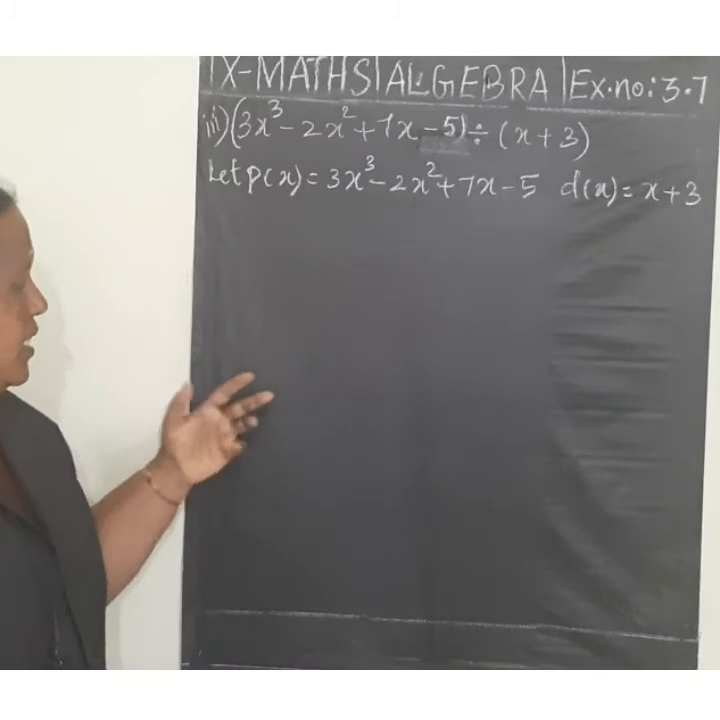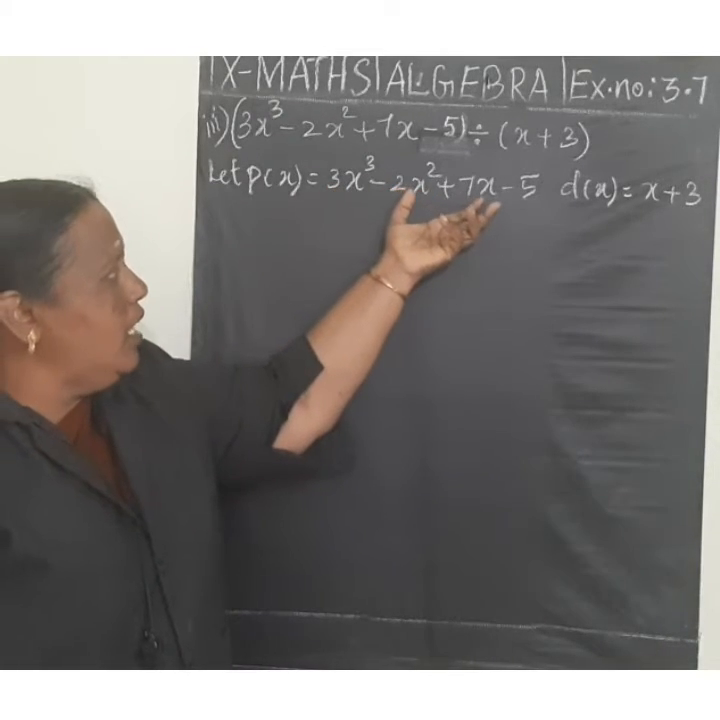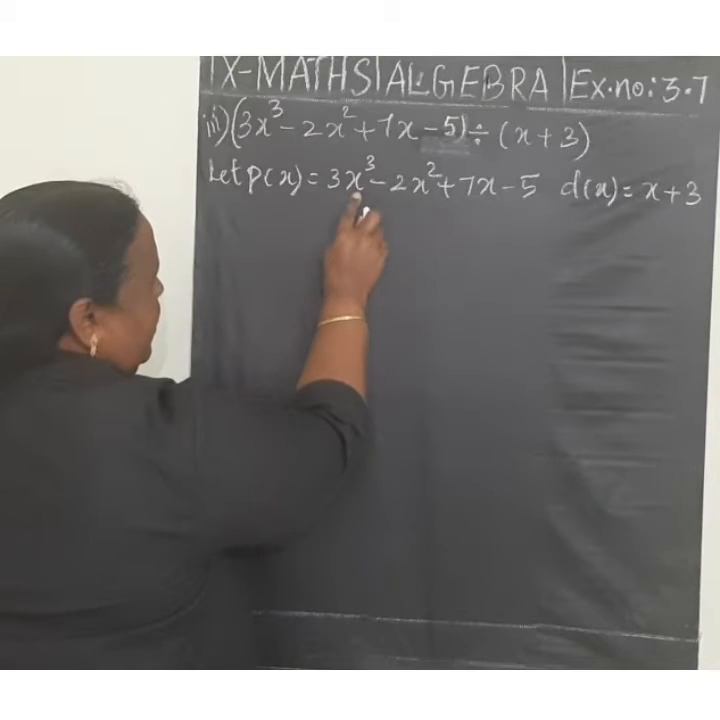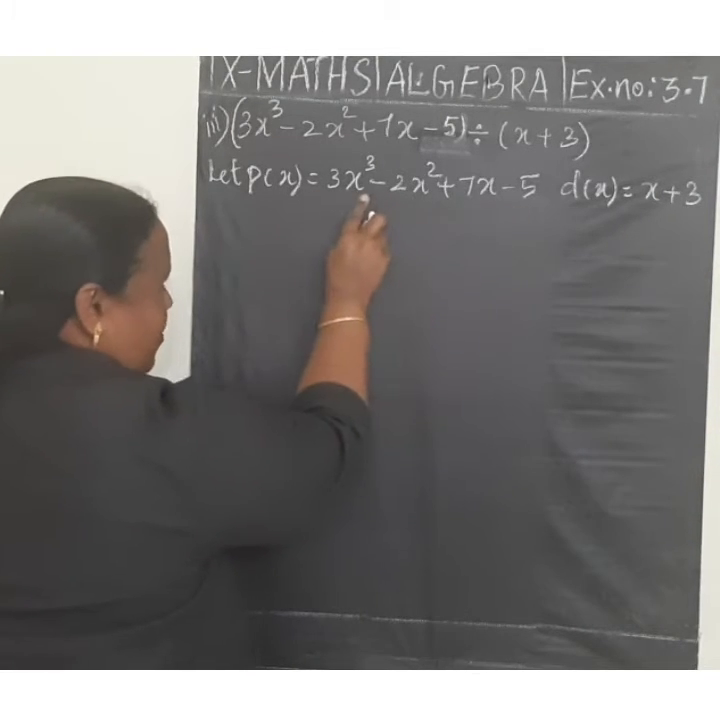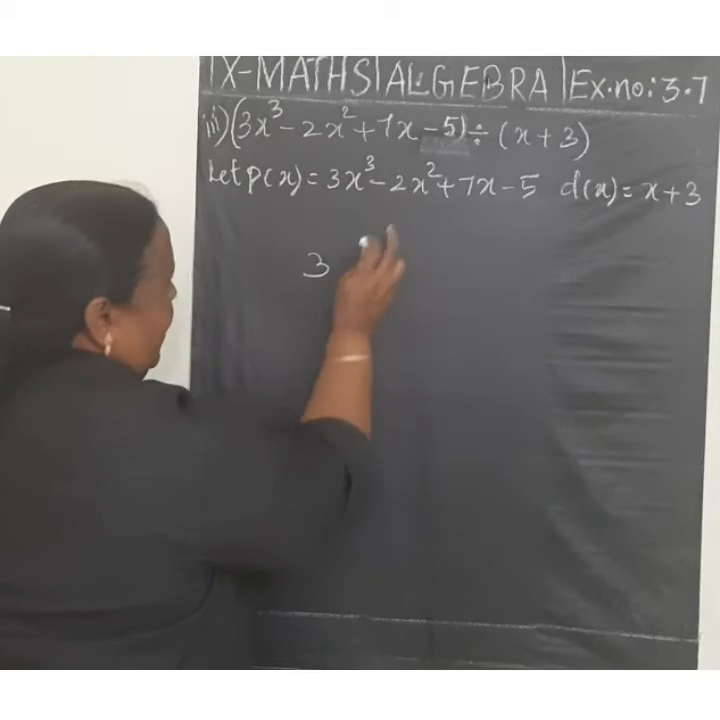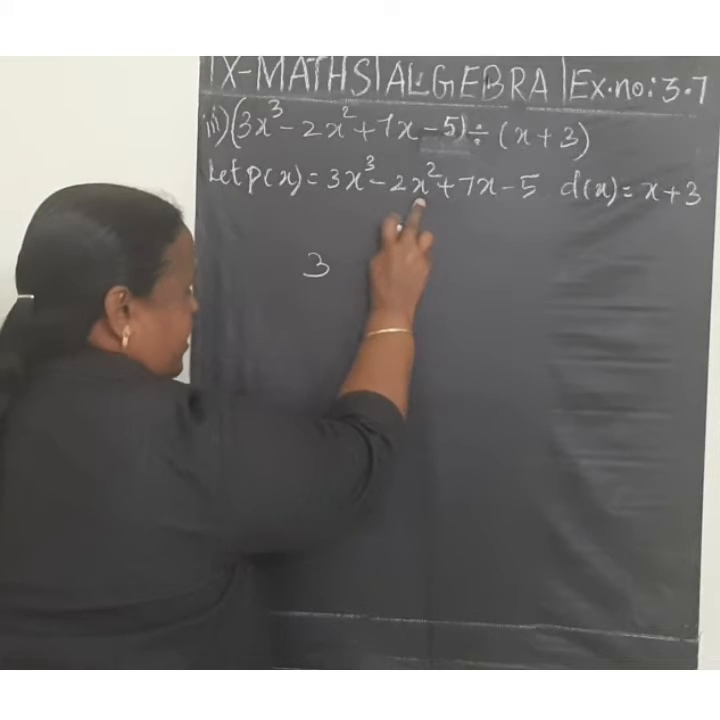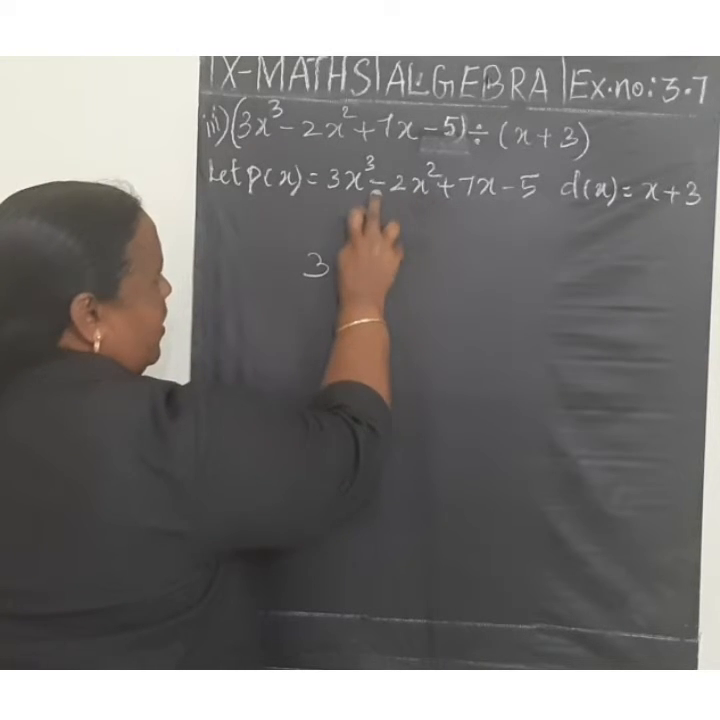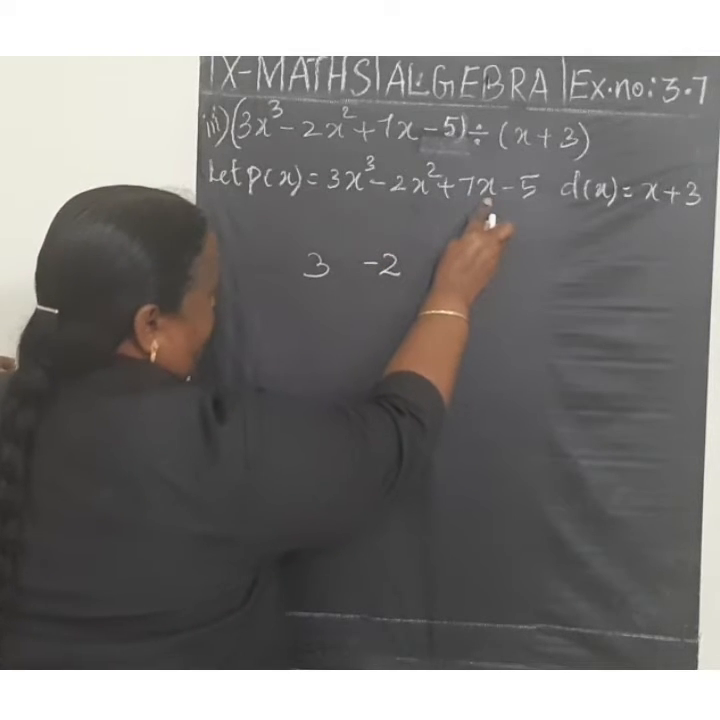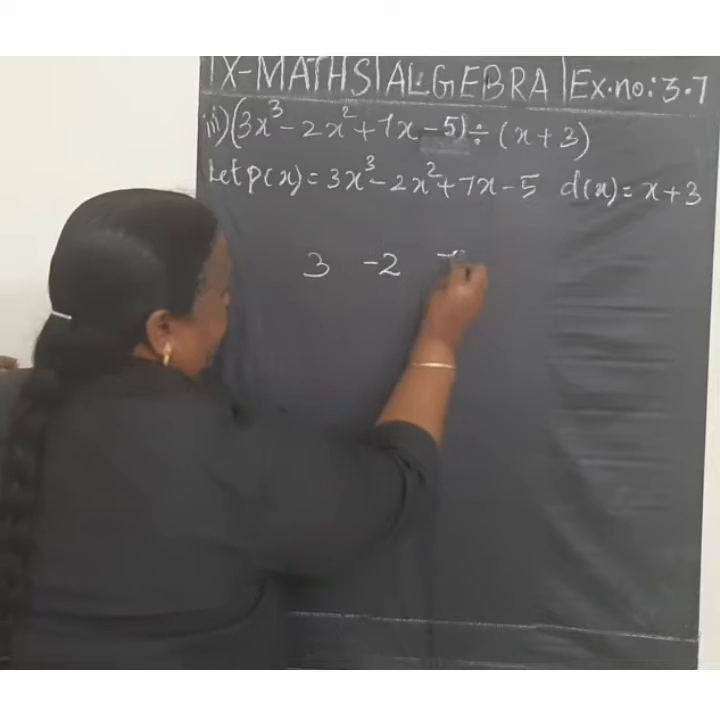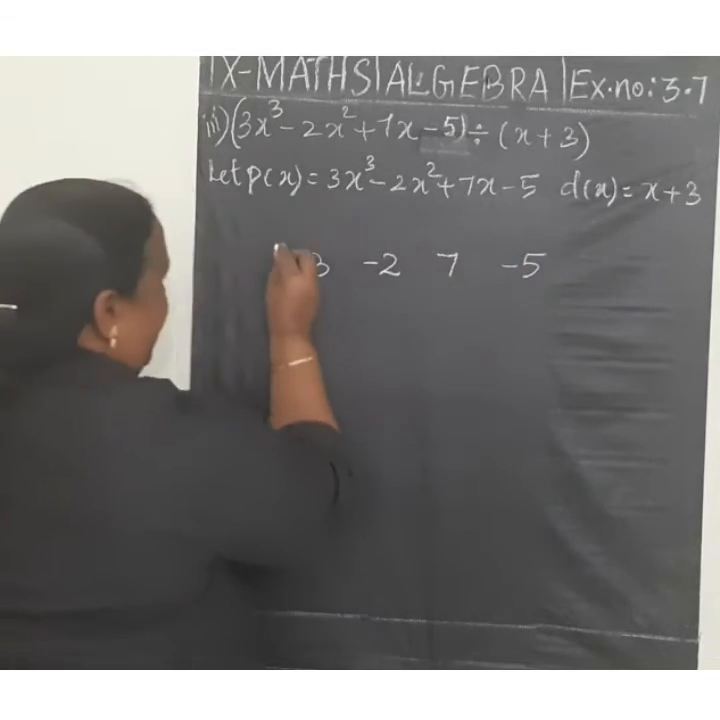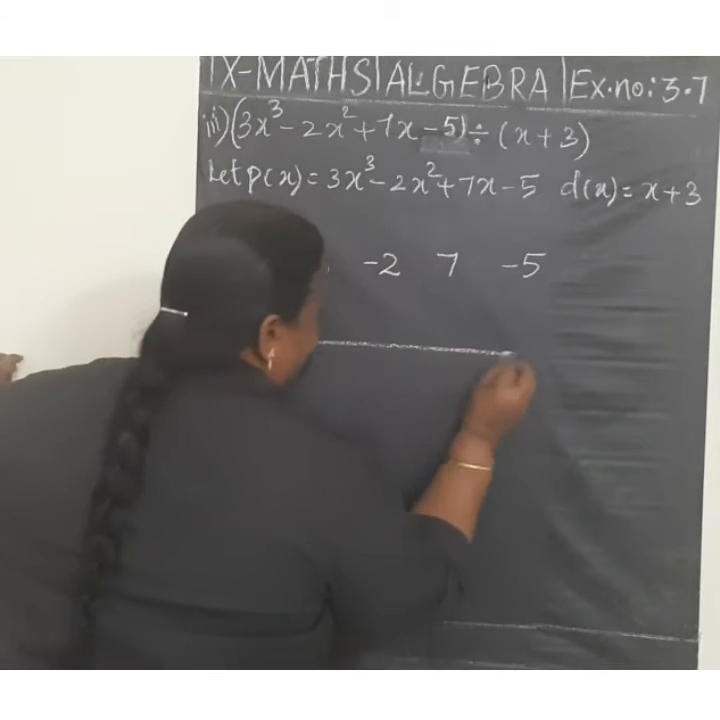Then as the first step we have to write the coefficients of our variables. The polynomial's first term is x cube, so the x cube coefficient is 3. So we write here 3. Then the coefficient of x square is given as minus 2. So minus 2. Then the coefficient of x is 7. So 7. Next our constant term is minus 5. Then a vertical line, then a horizontal line.